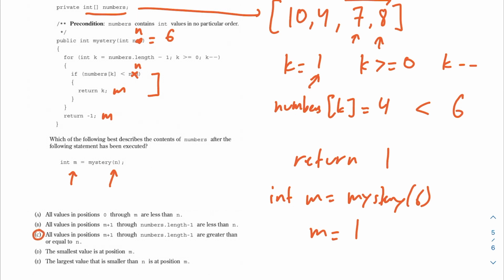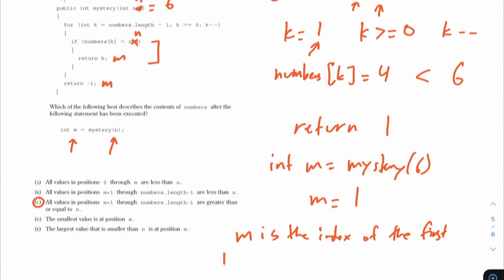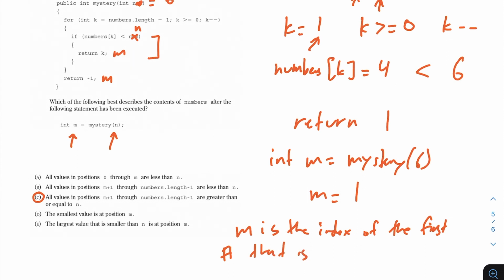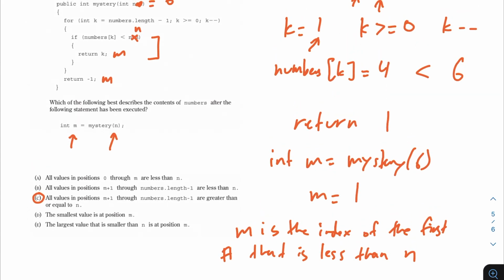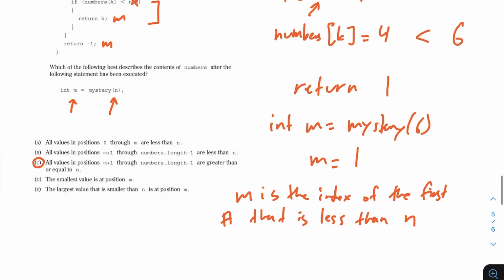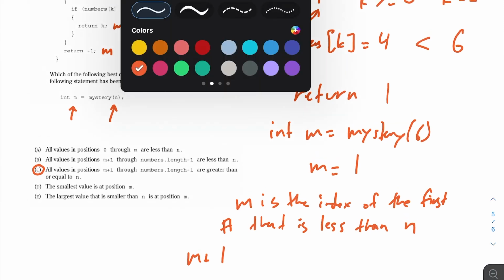All values in positions m plus 1 through numbers.length minus 1 are greater than or equal to n. You can think of m as the index of the first number that is less than n, okay? So what that means is every single number ahead of m, so starting at m plus 1 all the way to the end of the array, is going to be greater than or equal to n. So let's go ahead and see why these other answers are wrong.